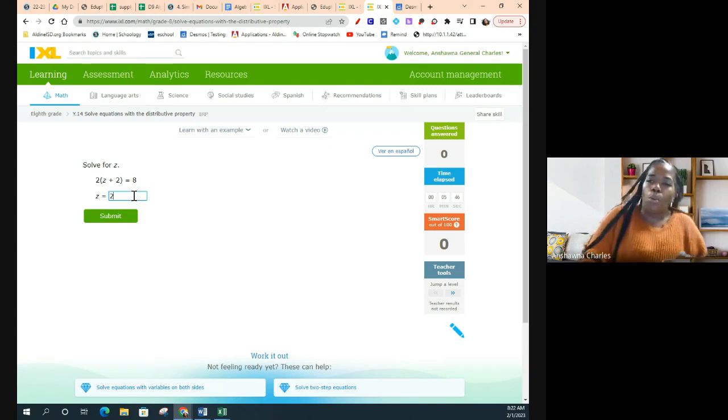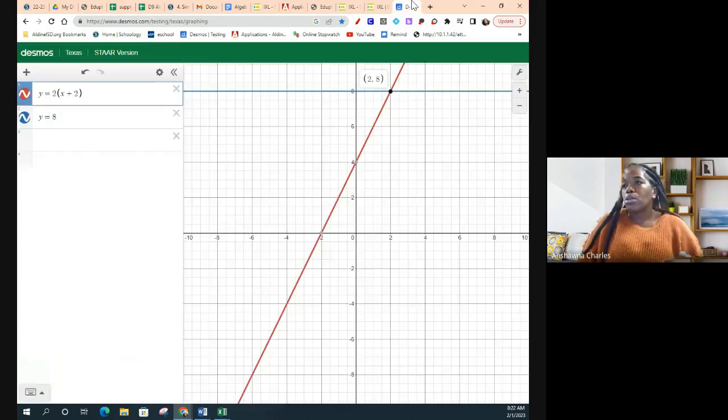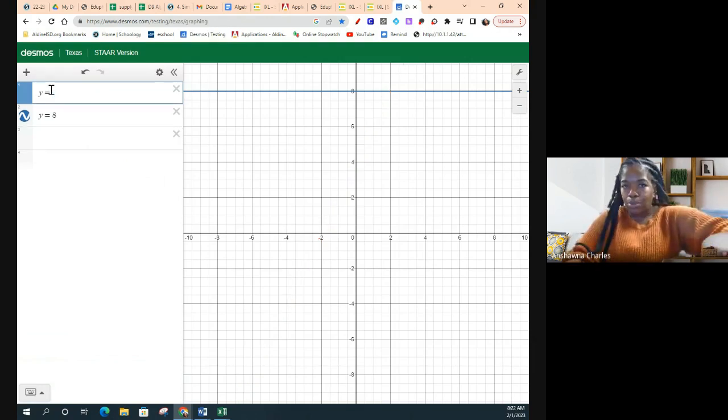Then I do the same thing here. I would put this part here. Y equals that. Y equals 2 parentheses k plus negative 2 minus negative 7, which you should know by now is just plus 7, and y equals 9. Go to Desmos. You could type it over. I'm just erasing it and writing it over.